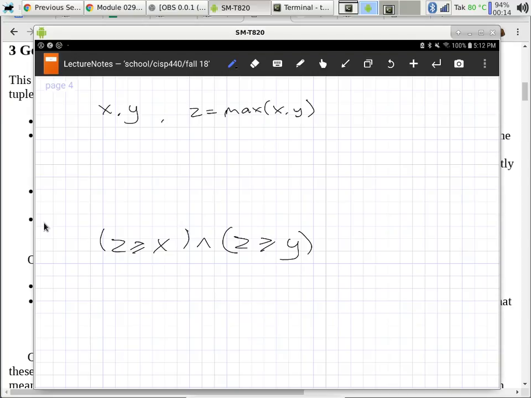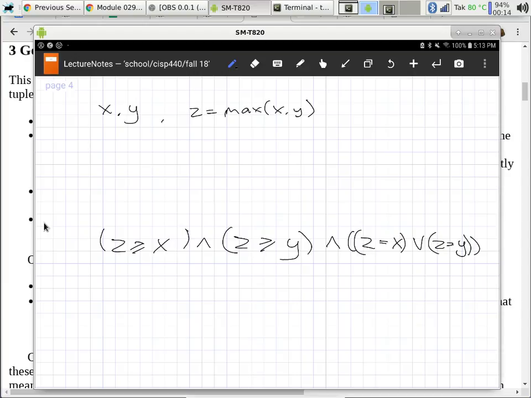Yep, so we need another condition. We need to say z has to equal x or z has to equal y. Because without this, I can just make z the largest possible integer and call it a day. But that would not be the proper way to find the maximum. Is that making any sense? Okay, so now we can define the proper property of the condition, which is called the postcondition. It's the condition after the algorithm executes.